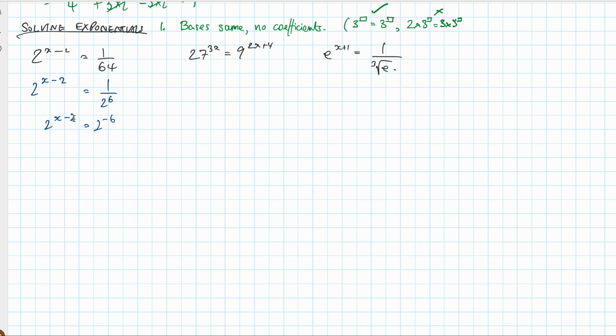Now I'm trying to simplify all this and express it as one single base. We've got the same bases. We've done the first step, there's no coefficients. That's good. The next step is we solve the indices. So we actually make an expression out of it. If the bases are the same and there's only one thing on the left-hand side and the right-hand side, it stands to reason that x take 2 must be equal to -6. So x take 2 is equal to -6, so x must be -4. And there's our answer. x is equal to -4.